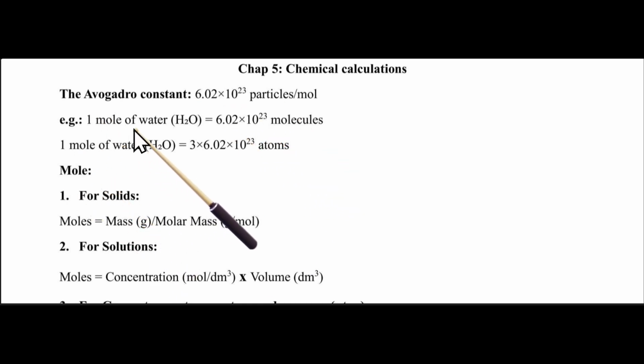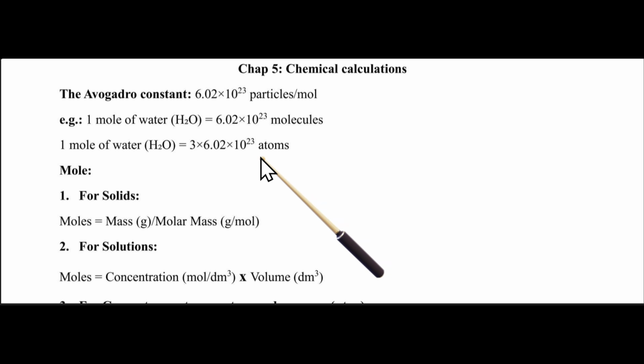For example, if someone asks you in the exam, 1 mole of water has how many molecules? So it means 1 mole of water has 6.02 times 10 raised to power 23 molecules. But if they ask you about the atoms, then you have to count the number of atoms. Can you see here, 6.02 times 10 raised to power 23 atoms? But because the number of atoms is 3, you have to write 3 times 6.02 times 10 raised to power 23. I hope this is clear to you.